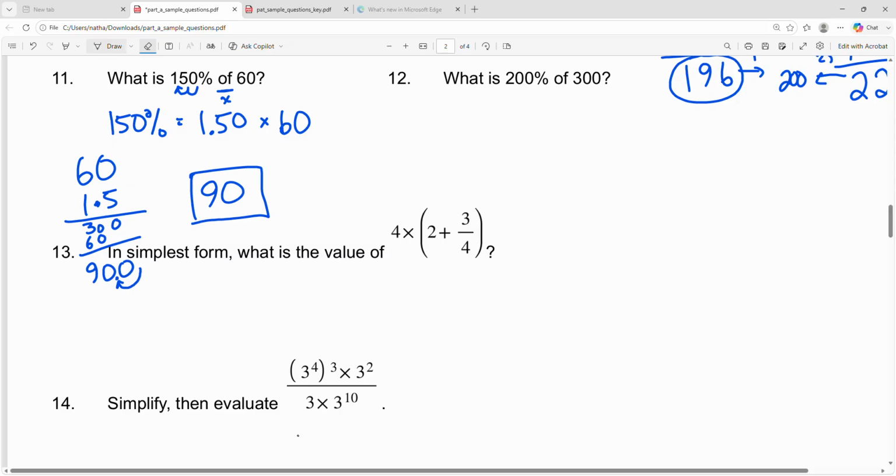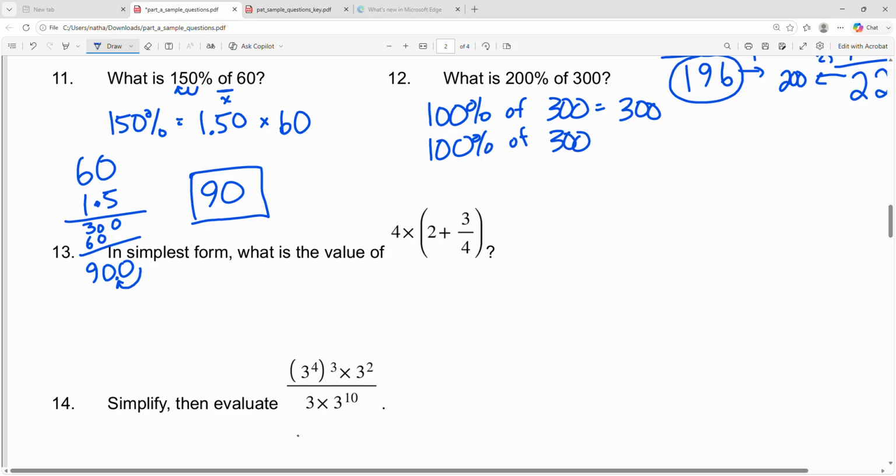All right, let's do question number 12. So 200% of 300. Let's do it the same way as on the answer key. If I have 100% of 300, that's the whole thing, right? If I have 200%, that means I have another 100%. So I have another 300. Those together would be 200% if I added them up. So if I add these together, that's going to give me my 200% of 300, which is twice the amount. Okay, so I get 600 as an answer on that one.